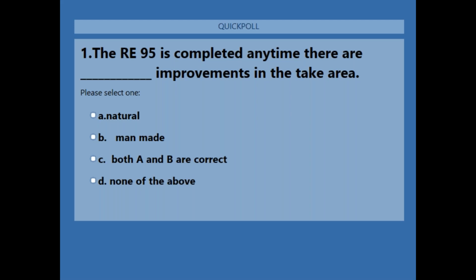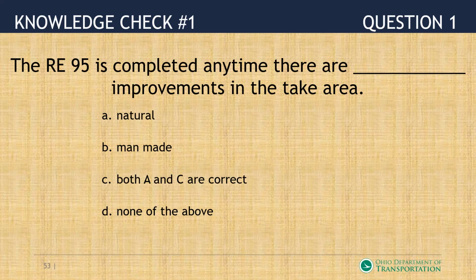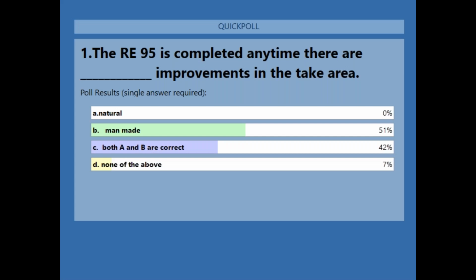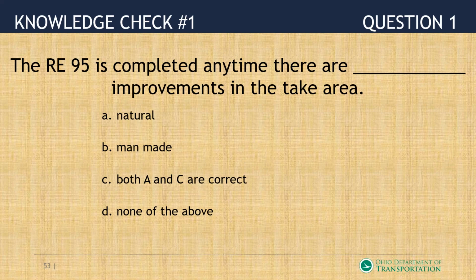Okay. All right, I'm going to close that one down and share the results. All right, our results. We had 51% man-made, 42 said both A and B, and 7% said D. Nobody picked just A. I'll hide that. You can let them know what the answer is. All right. So anytime there are man-made improvements in the take area.